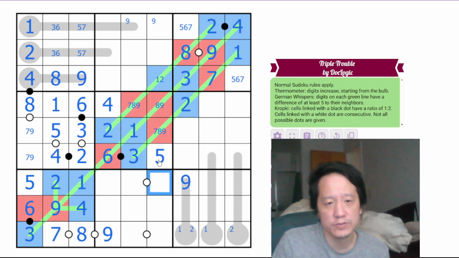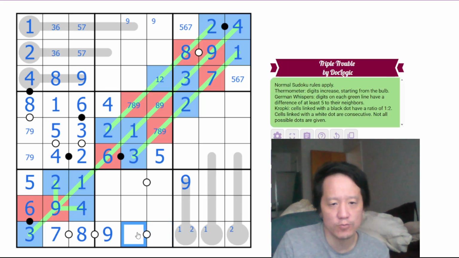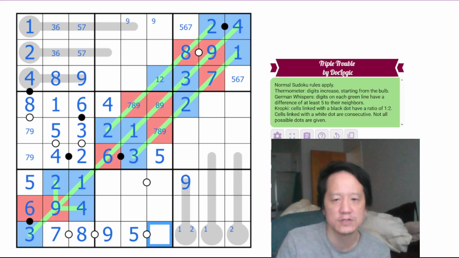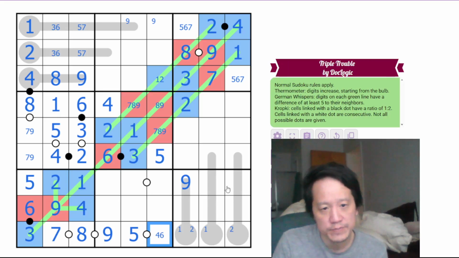Let's see, what else do we have? We have either 4, 5 or 5, 6 here, right? 1 and 2 can't be here. We can't have 7, 8, or 9. The only possible combinations that are consecutive are 4, 5, and 5, 6. Either way, you need a 5. 5 can't be here because of this 5. Therefore, this is 5, and this is 4 or 6.